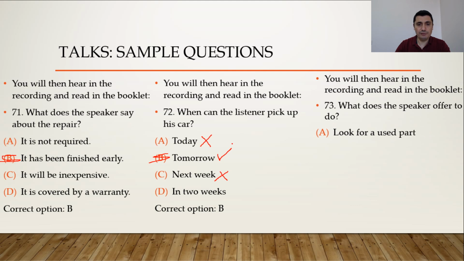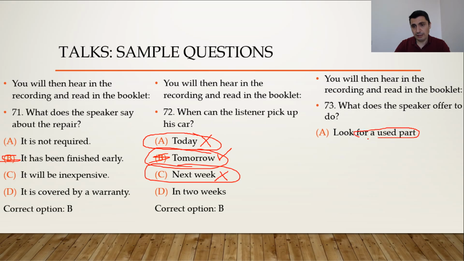Now people, as you can see, as a strategy, all these vocabulary items are used in the recording. Actually, all of them are used, right? So they used next week, tomorrow, today, but for the correct option, you need to listen carefully. Also, for instance, they use the word part. Look for a used part. Because they ordered a part for the car, right?